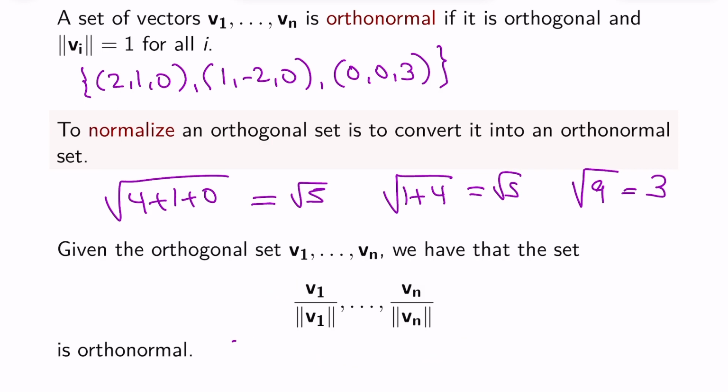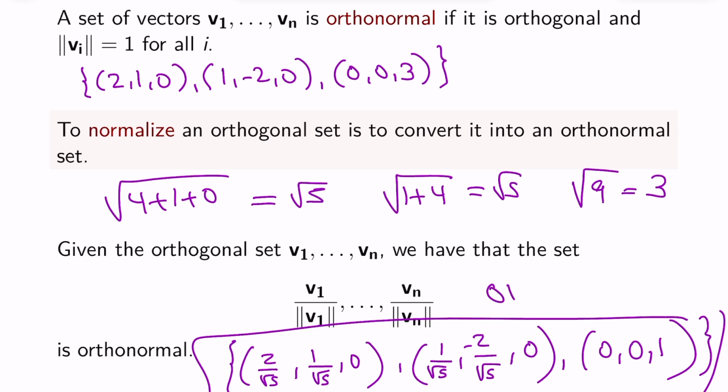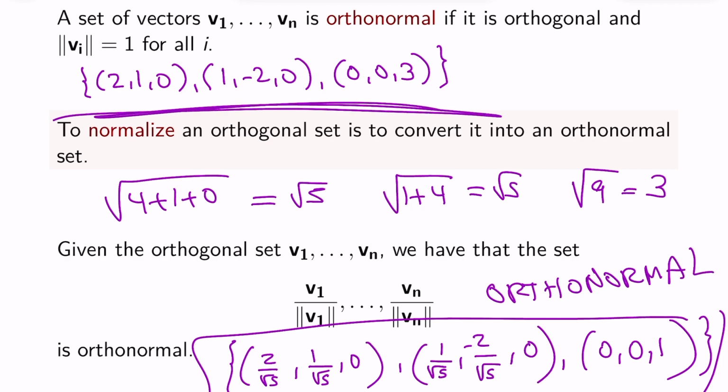So the normalized set will be the vector 2 over square root of 5, 1 over square root of 5, 0. And the other one will be 1 divided by its norm, which happens to be also square root of 5, and minus 2 divided by square root of 5, and then 0. And 0, 0, 3 divided by 3, which is 1. This set now is orthonormal. We normalized the set that we had before. So to normalize an orthogonal set is easy, just divide by the norm.